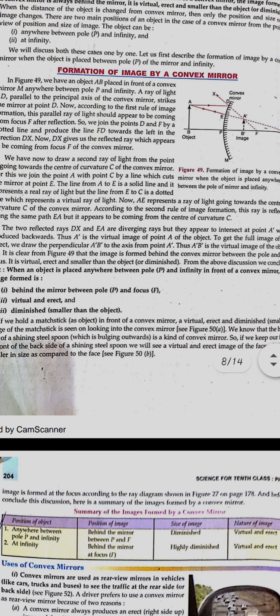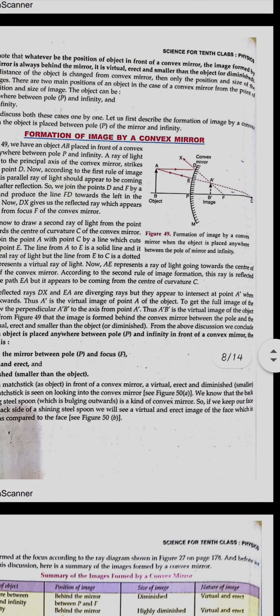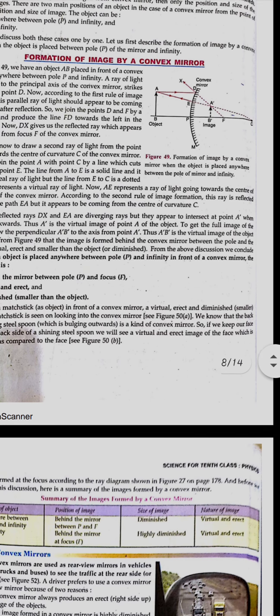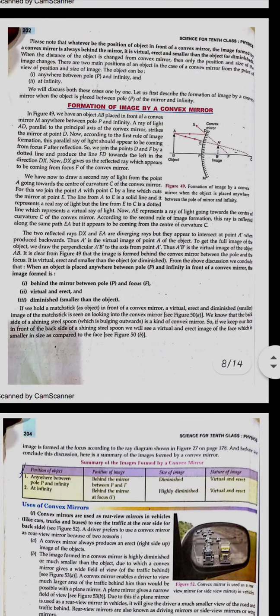Similarly, if the object is kept at infinity, then the image will be found behind the mirror at the focus point. Because it is kept at infinity, you will get the image at the focus. Similarly, we have read this in the concave mirror also. So this is the rule for image formation in the convex mirror.